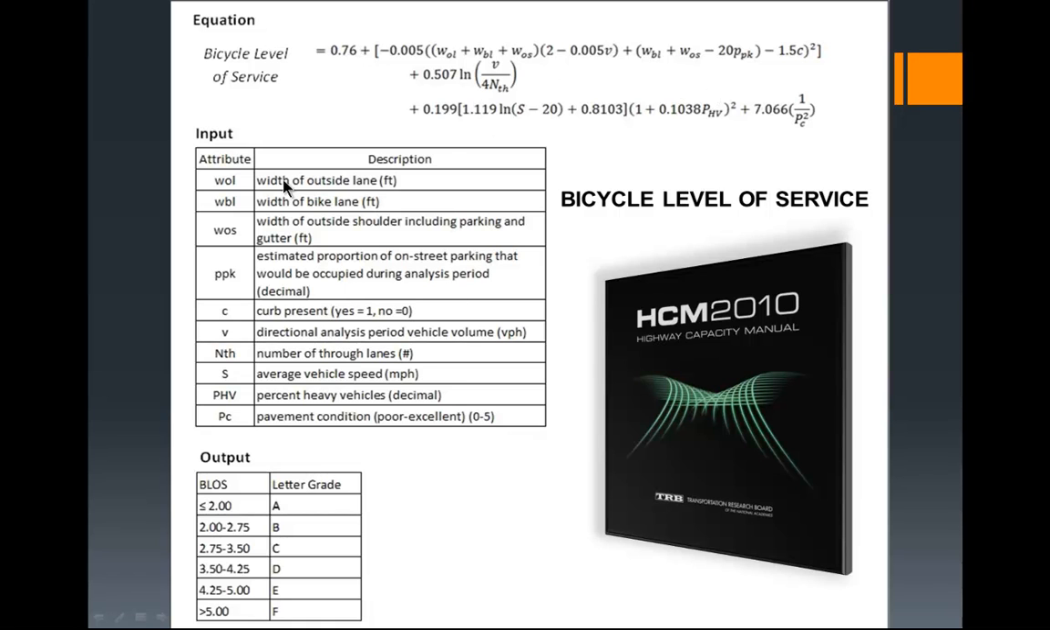It uses 10 attributes: the width of the outside lane, the width of the bike lane, etc. And this information is put into the equation to calculate a bicycle level of service score. This method was developed and is found in the most recent version of the Highway Capacity Manual. The score that it produces is then used to find a level of service letter grade. So the result might be a bicycle level of service B or D, depending on these input attributes.